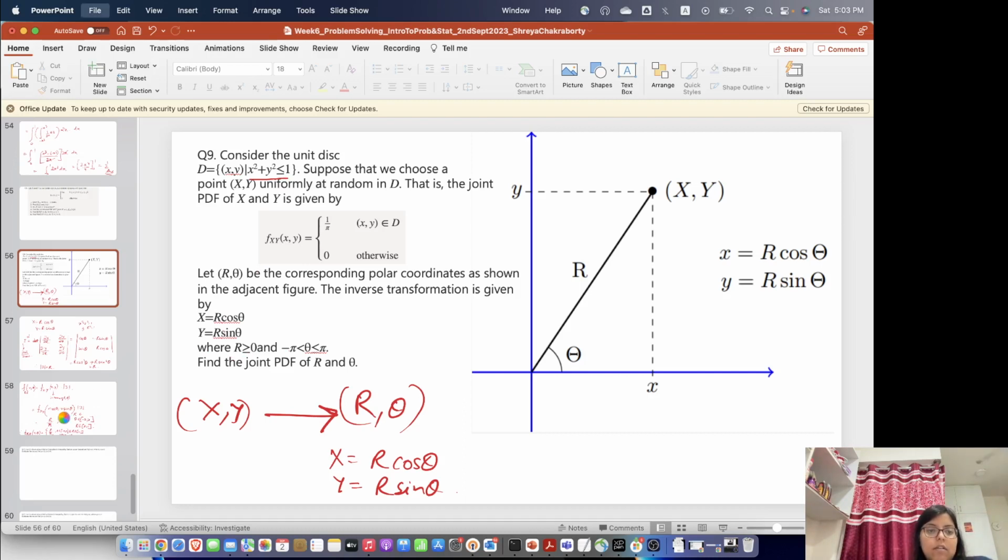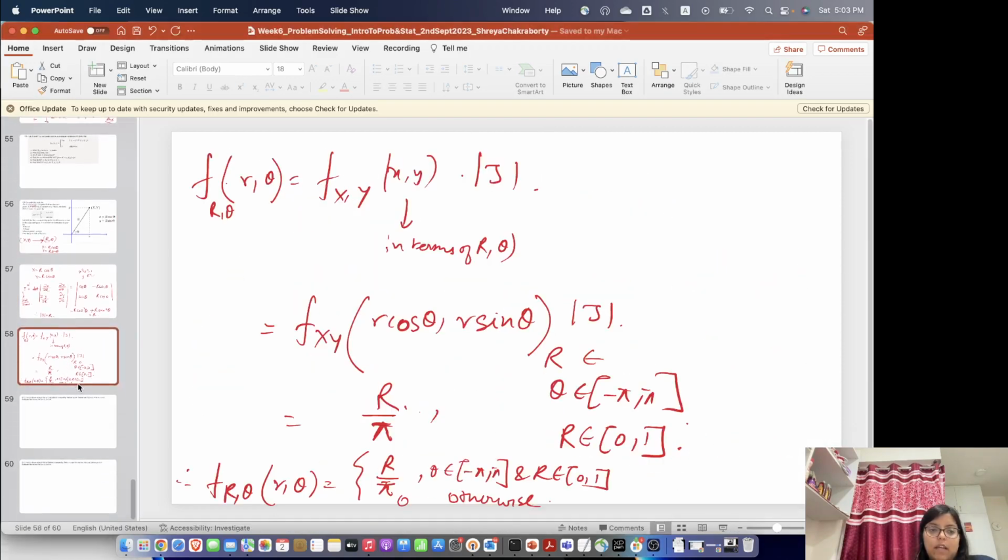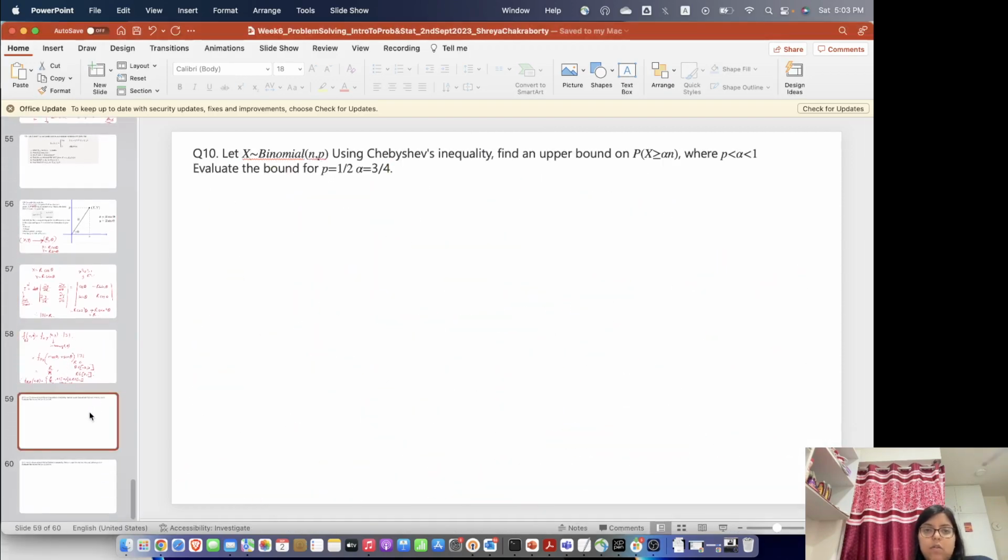Alright, fine. So now let us do this one. Let X follow binomial(n, p). Then using Chebyshev's inequality, we have to find an upper bound on the probability that X is greater than or equal to an, where p is less than alpha, less than 1.